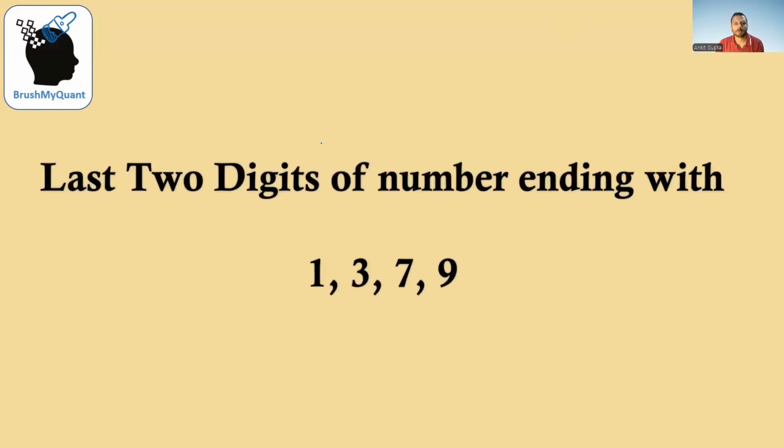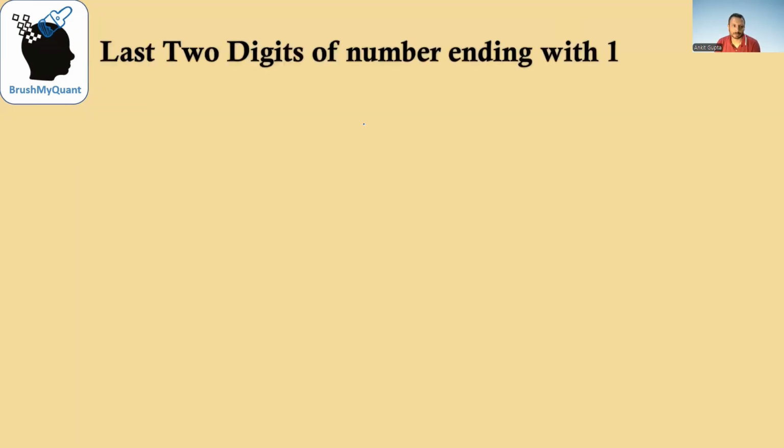In this video, we'll be learning about how to find the last two digits of numbers ending with 1, 3, 7 or 9. So let's start with 1. Find the last two digits of 131 raised to 345.